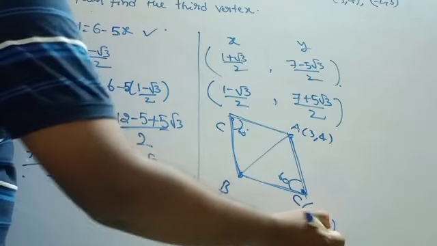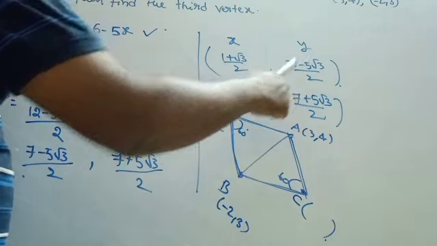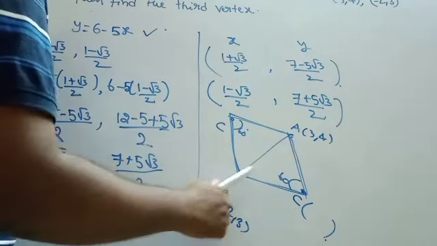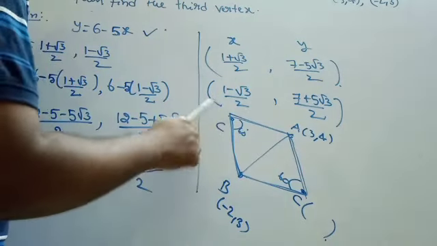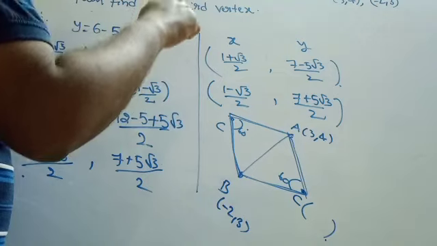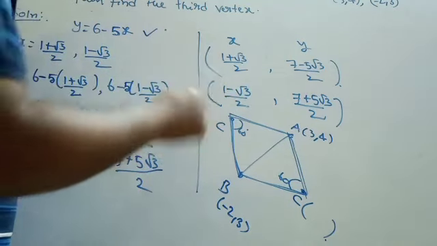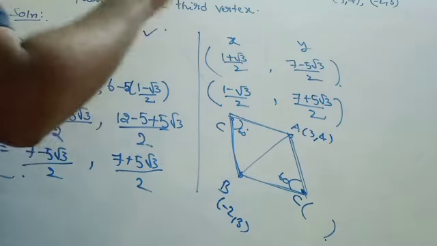Both, that's why we have got C as one point, 1 plus root 3 by 2, 7 minus 5 root 3 by 2, if you take one side. And another one, 1 minus root 3 by 2, 7 plus 5 root 3 by 2, is also the possibility of the vertex which will lie on the other side of the first one. Both answers are correct. If in the options they have given any one of them, you put that.